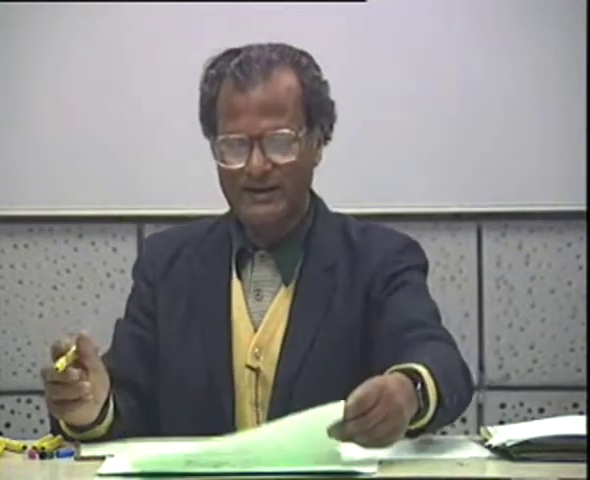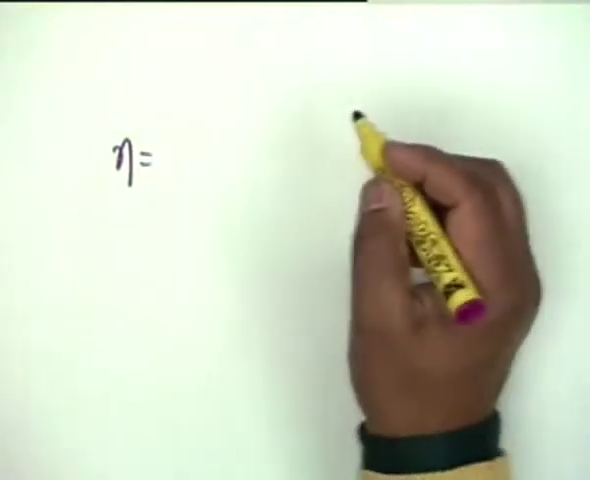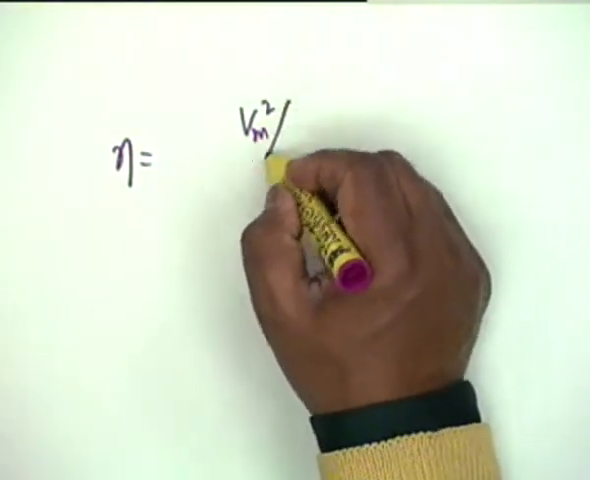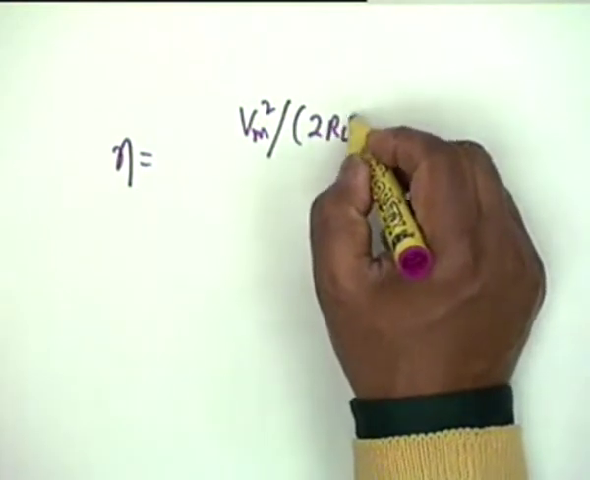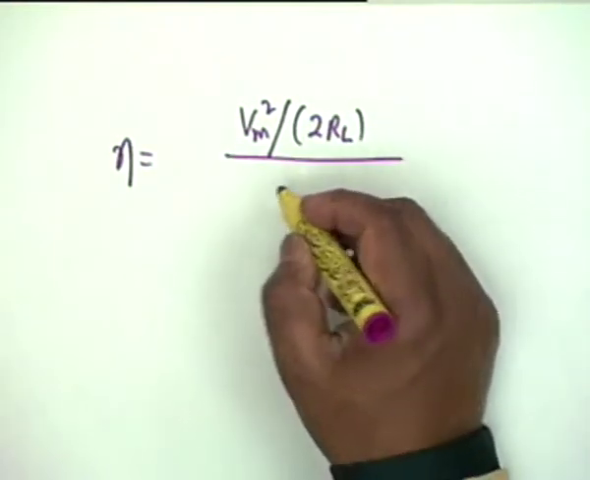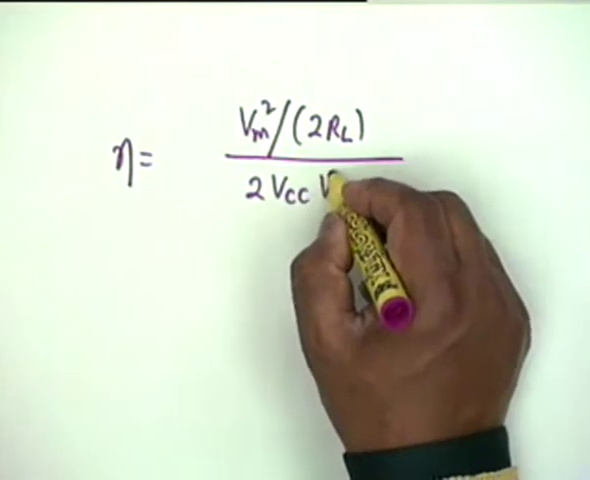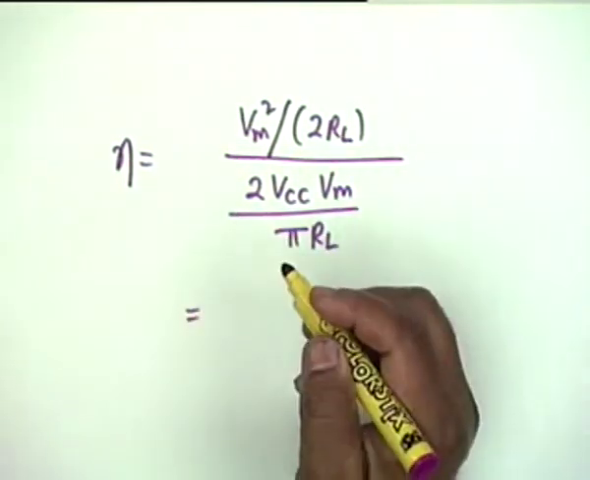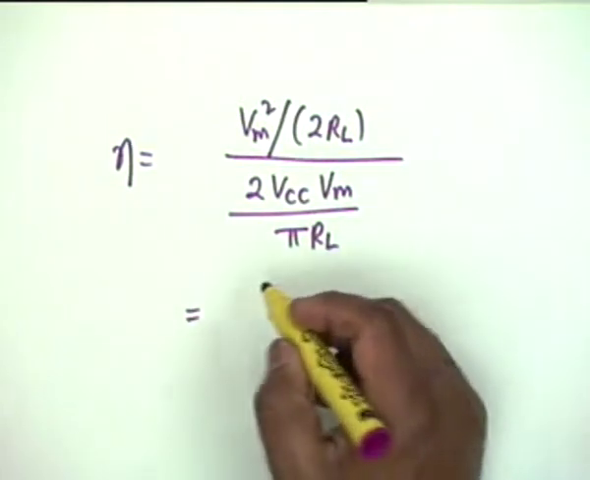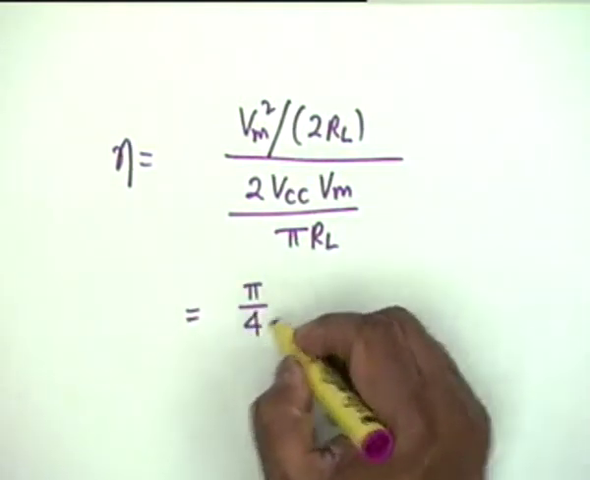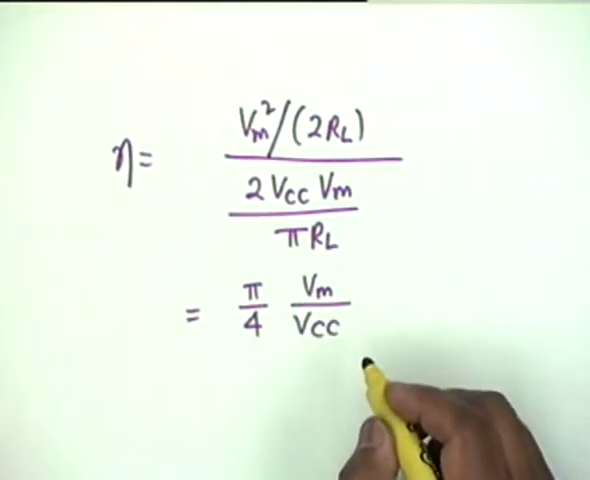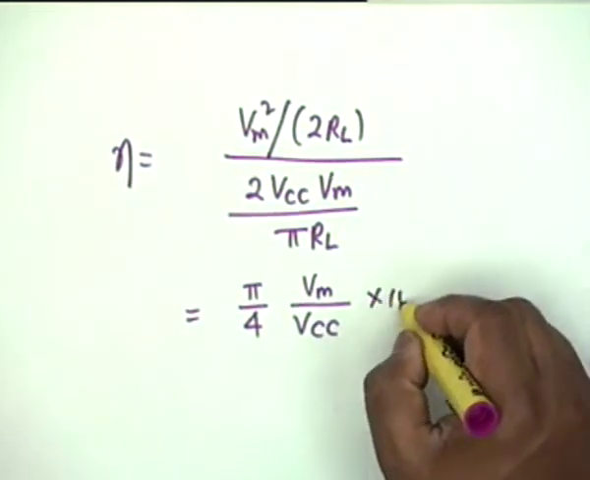And therefore, I can now find out my efficiency. My efficiency would be PL, which is Vm squared divided by 2 RL, over PDC, which is twice VCC Vm divided by pi RL. And this works out to pi by 4 Vm divided by VCC multiplied by 100%.